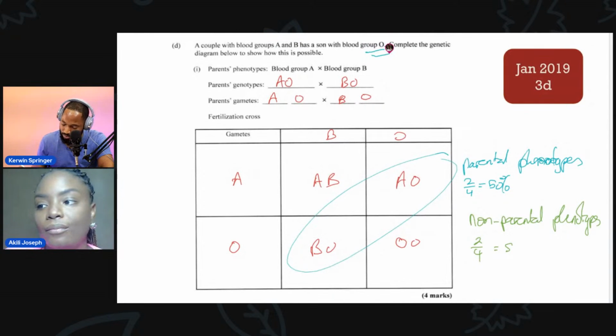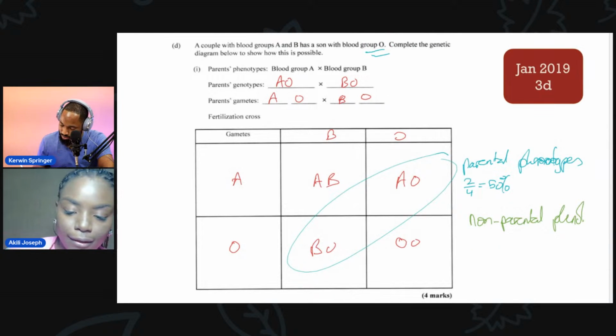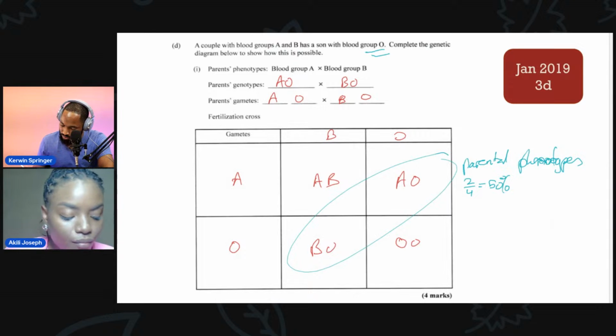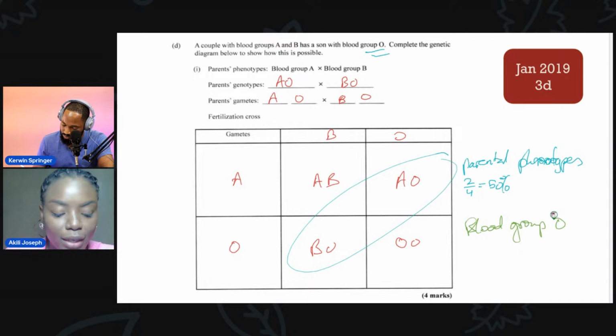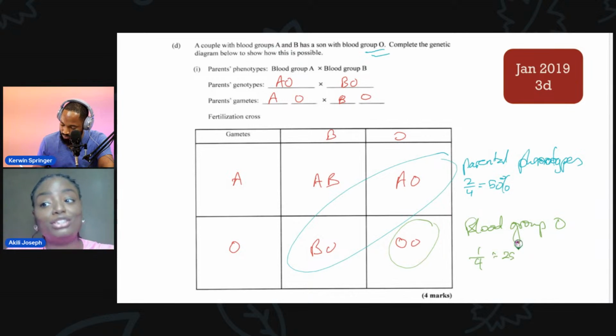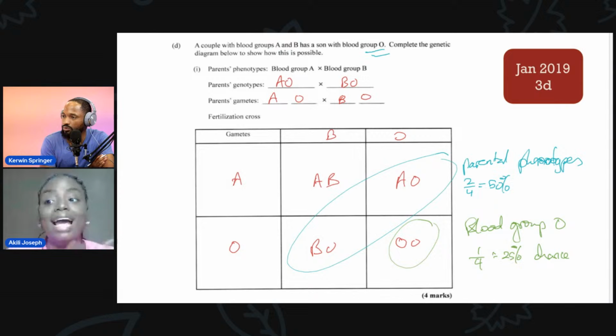Okay, right. They asked for blood group O. And then in part 2, they ask, what is the genotype of the child with group O? A and B are co-dominant, they're both dominant. To be O is the absence of A and the absence of B. So the only way to be blood group O is to be OO. And there's only a 25% chance of that happening.